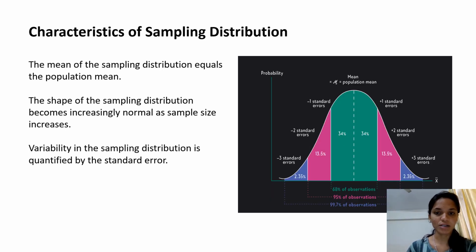Characteristics of sampling distribution. The mean of the sampling distribution equals the population mean. The shape of the sampling distribution becomes increasingly normal as sample size increases. Variability in the sampling distribution is quantified by the standard error.